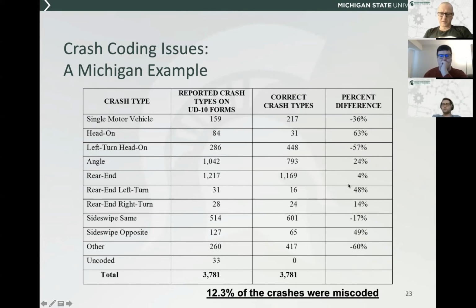And then there's a lot of single vehicle crashes where they just get thrown into the other category for various reasons. So deer involved crashes, collisions with parked vehicles, things of that nature, for example. So in net, 12.3%, which is a fairly high percentage, but across some of these categories, those misclassification rates were even greater.